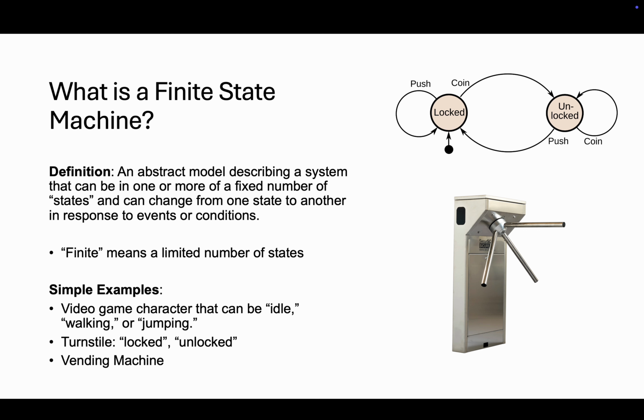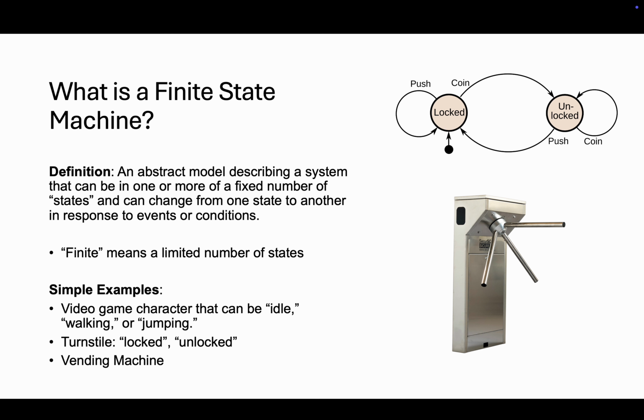So what is it all about? It's an abstract model. That means that it's a set of ideas that represent a real system or set of things, but states themselves are just an abstract concept. They describe a system that can be in one of a fixed number of states. That's where we get finite from. And it can change from one state to another in response to events or conditions or inputs, etc.